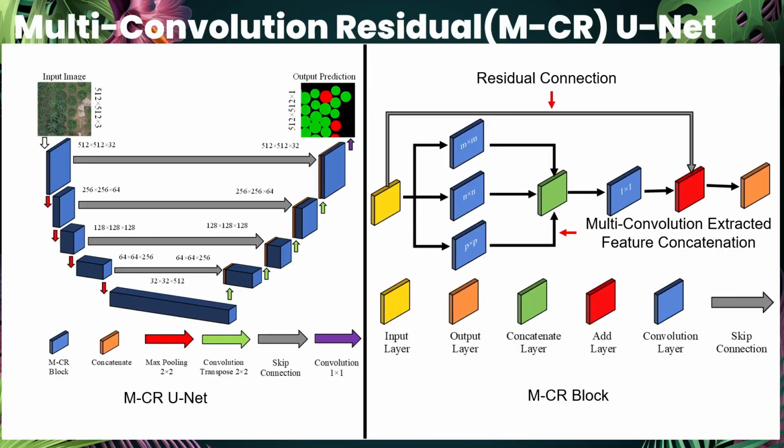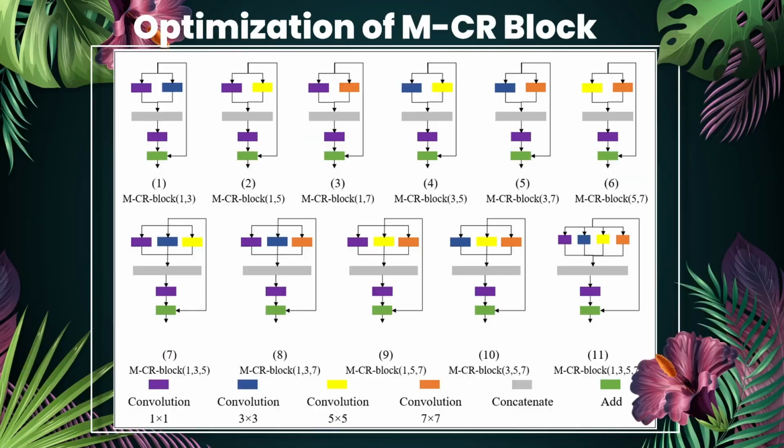And here we present the multi-convolutional residual unit, or the MCR unit. The main architecture of the MCR unit is basically the same as the original U-Net architecture. However, we improve the MCR blocks, as you can see at the right hand side here. We implement multiple convolutional kernel sizes to improve the diversity of the extracted feature maps, and also a residual connection to alleviate the vanishing gradient problem.